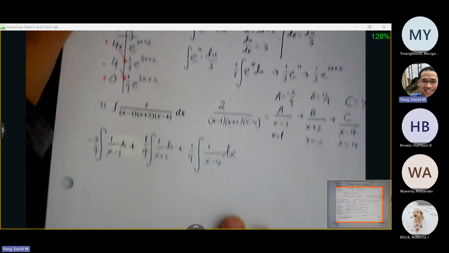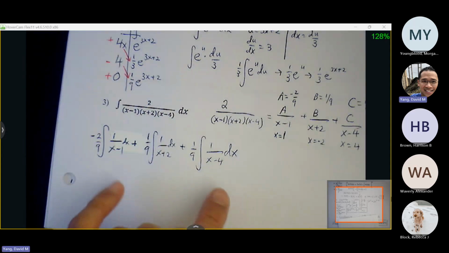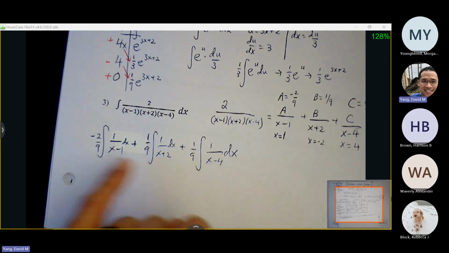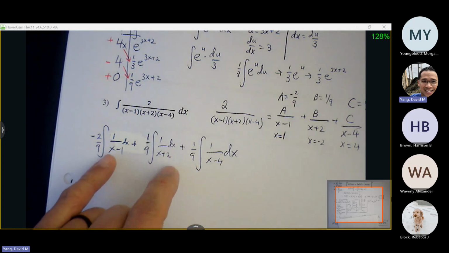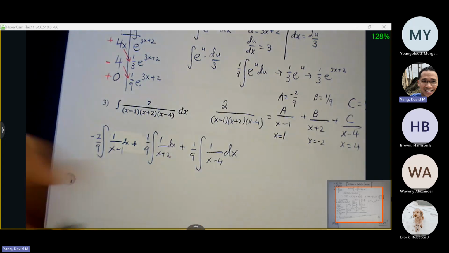But ultimately, these are just pretty easy natural log problems. None of them require u-substitution since these are nice linears without any derivative other than 1.